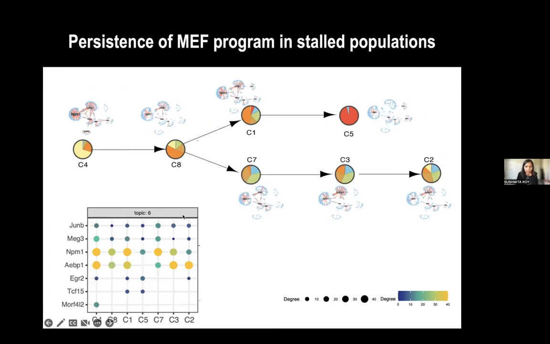And then on the converse side, there's another topic where we see regulators like AEBP1 that are known to be MEF-specific regulators. And so what we see is that these regulators tend to not go away for these cells to not reprogram. So that was kind of a nice thing. And right now we are trying to figure out whether we can evaluate these different regulators experimentally to see the extent to which they actually affect the reprogramming status.